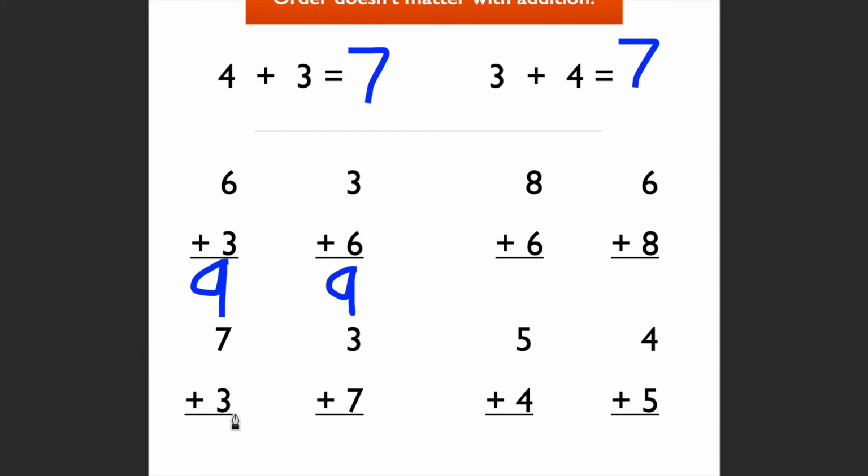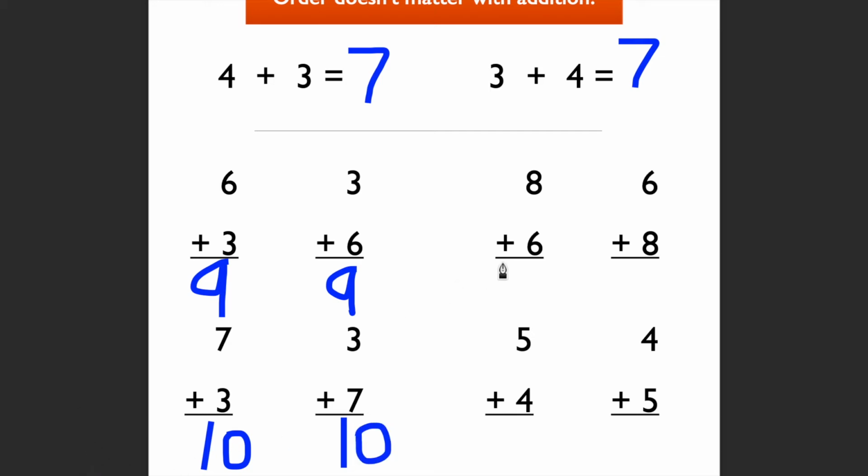Let's take this number right here. Let's say I have 7 plus 3. What's 7 plus 3? That's going to be easy. That's going to be 10. So 7 plus 3 is 10. And then if I do 3 plus 7, flip it around, that's going to be the same thing. That's going to be 10. Doesn't matter what the order is. It's going to be the same thing.